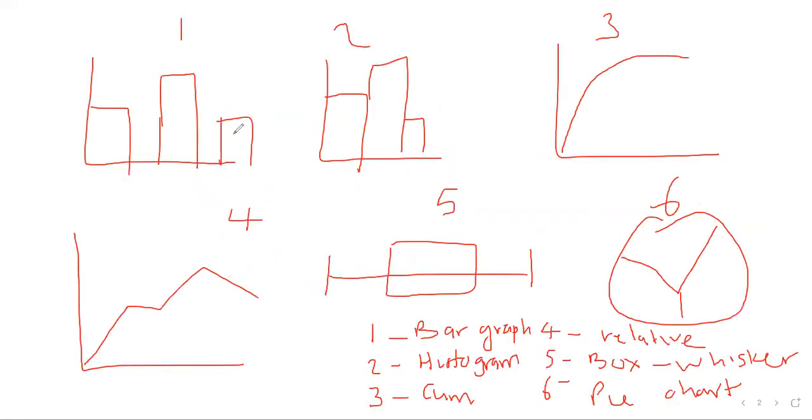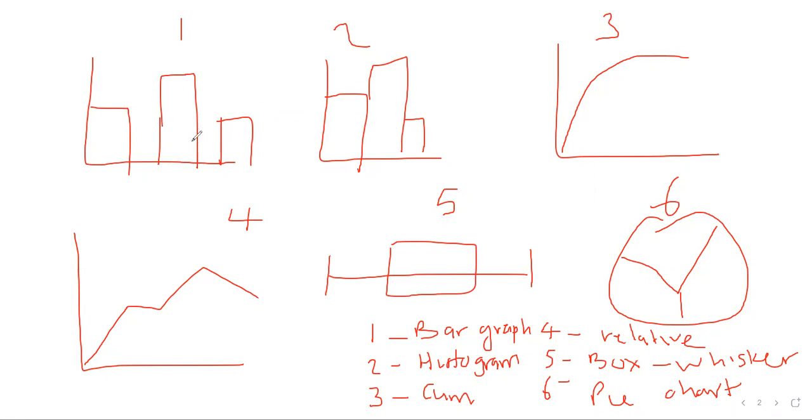So we have pictograms 1 to 6, where 1 is a bar chart, 2 is a histogram, 3 is a cumulative frequency graph. It accumulates, it goes up. 4 is a relative frequency graph, it fluctuates. 5 is a box whisker diagram, and 6 is a pie chart.